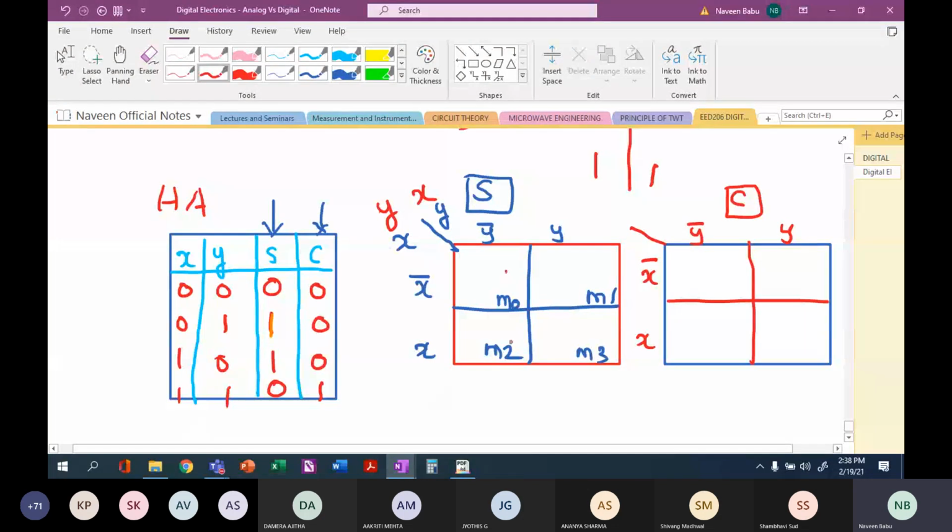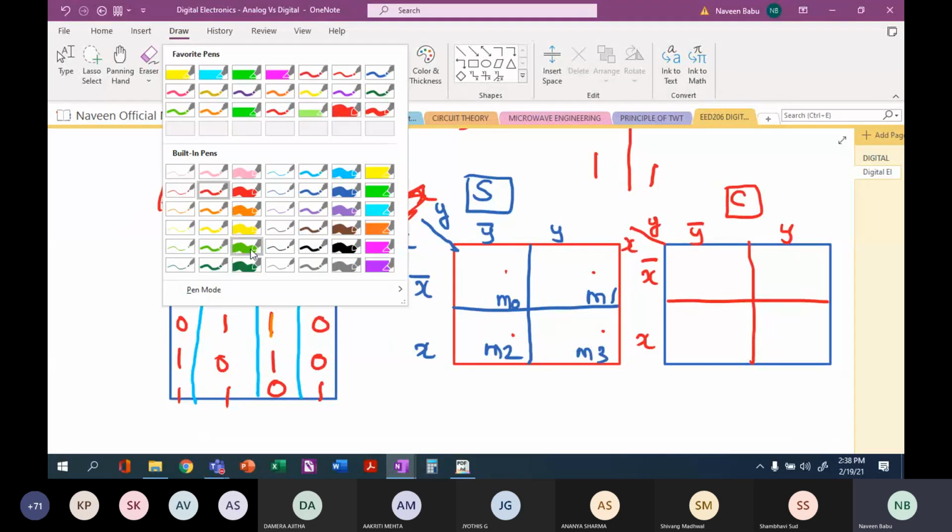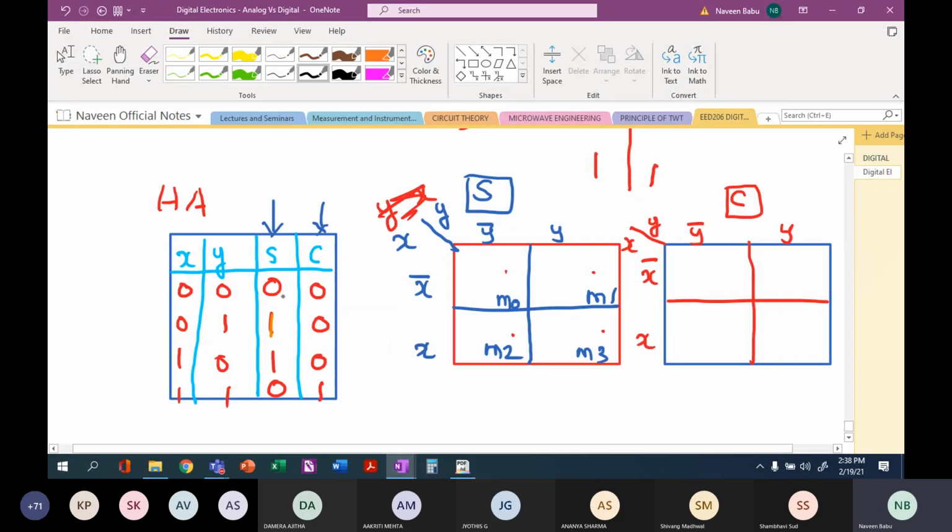Now we have created the K maps. Now we have to make the entries. Please note that 0, 0 corresponds to the minterm M0, so it is 0 here. And 0, 1, where X is 0 and Y is 1, is M1, so this corresponds to 1. 1, 0 corresponds to this cell, so this will be 1. And 1, 1 corresponds to this. Now similarly for the carry part: M0 is 0, M1 is 0, M2 is 0, and M3 is 1. This is how we make the entries.